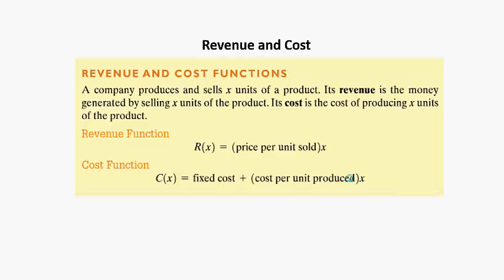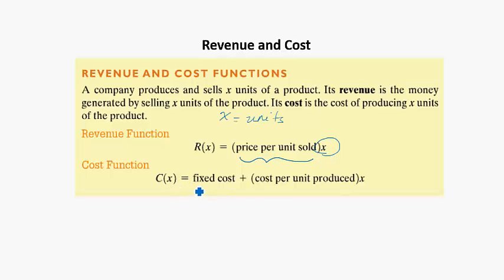Let's read this one first. A company produces and sells X units of a product. Its revenue is the money generated by selling X units of the product, and its cost is the cost of producing X units of the product. So your revenue is simply however much you charge for each item that you sell times the number of items that you sell. So X is the number of units, so the price per unit sold times the number of units.